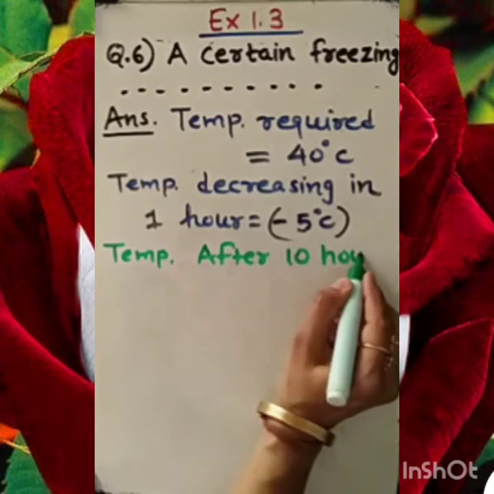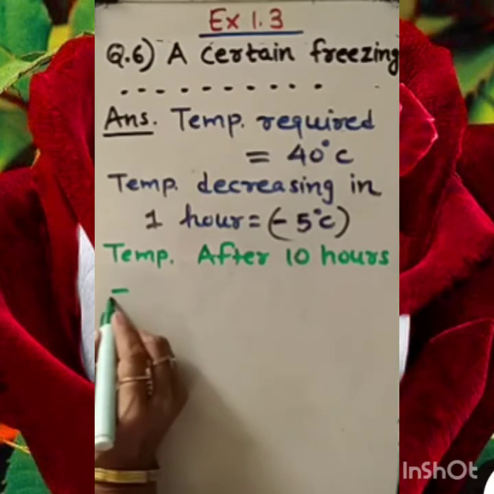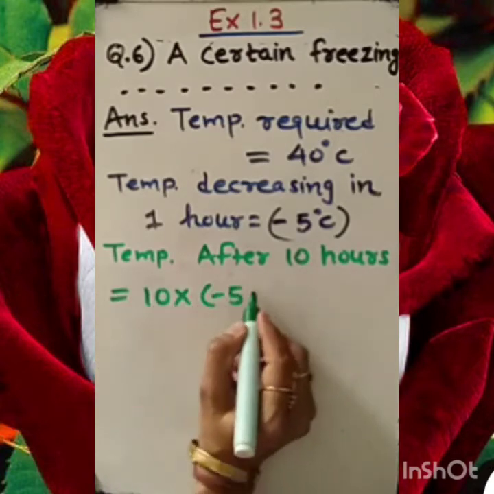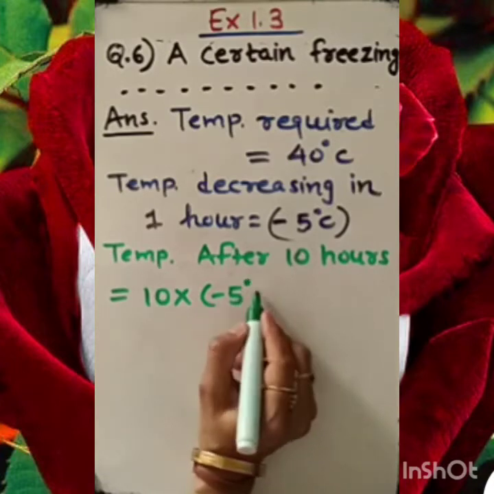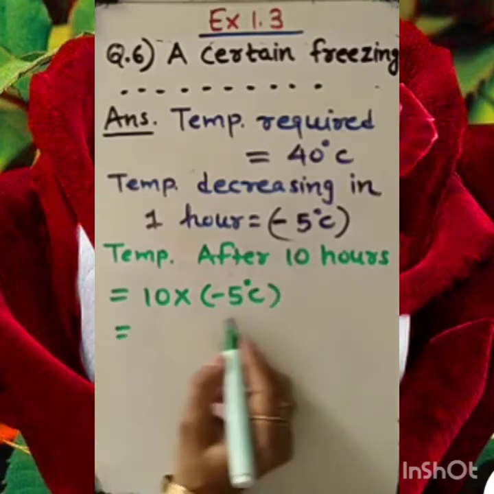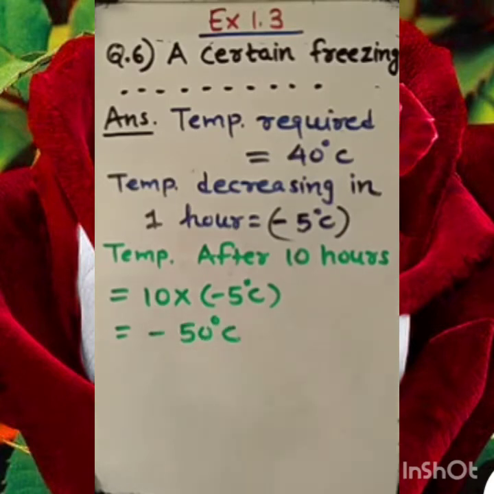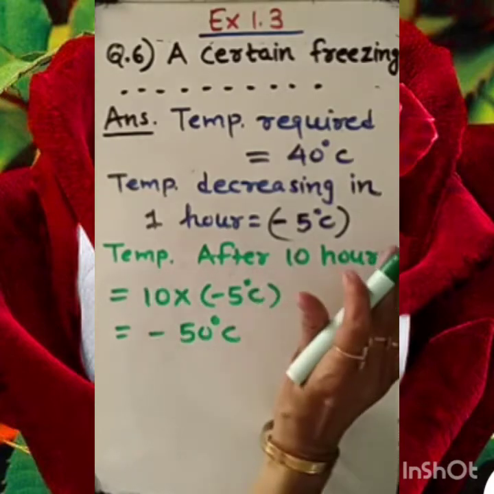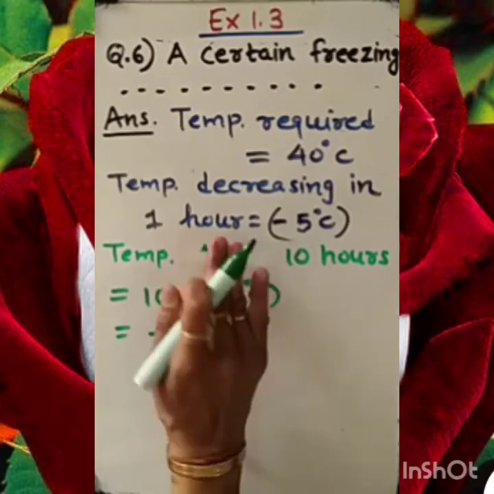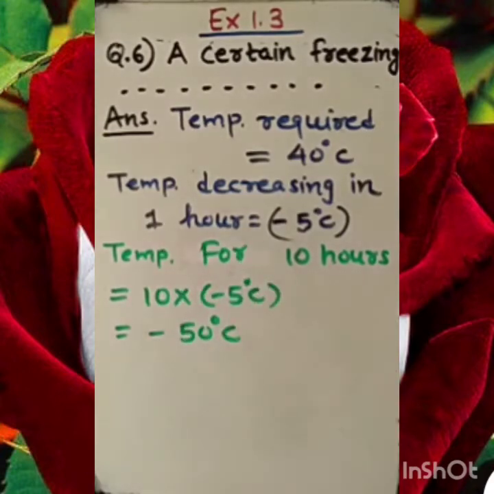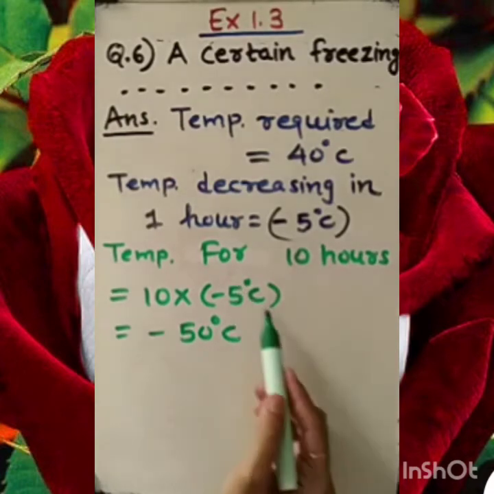Temperature after 10 hours, it will be 10 into minus 5 degrees Celsius. So 10 into minus 5 degrees Celsius will be minus 50 degrees Celsius. Here we need to find the temperature for 10 hours, not after. Temperature for 10 hours will be 10 into minus 5 degrees Celsius.